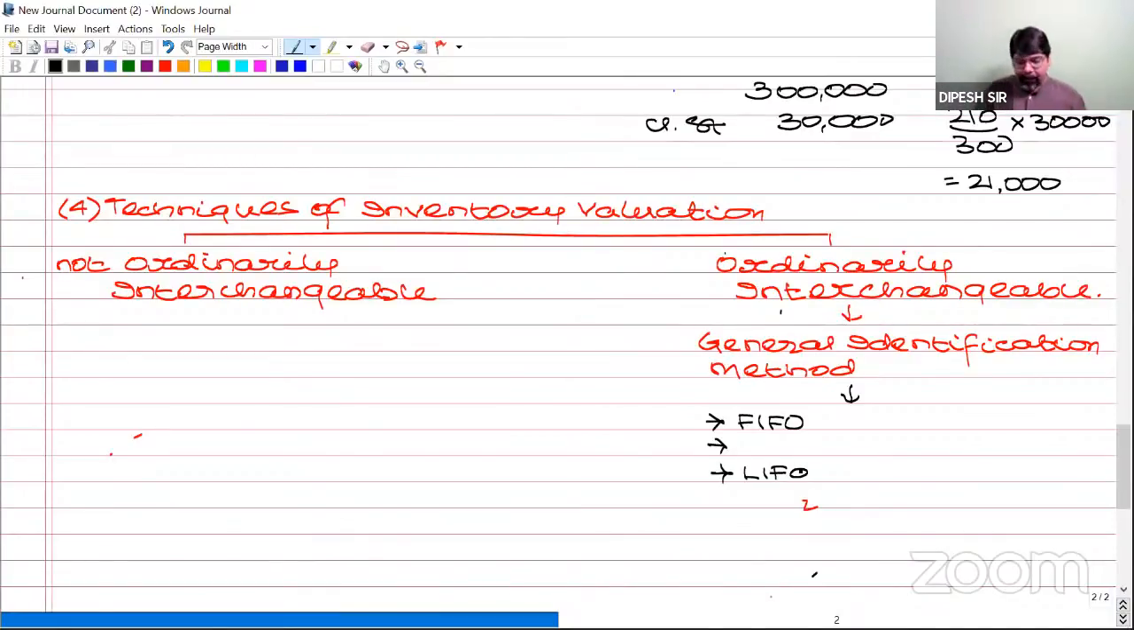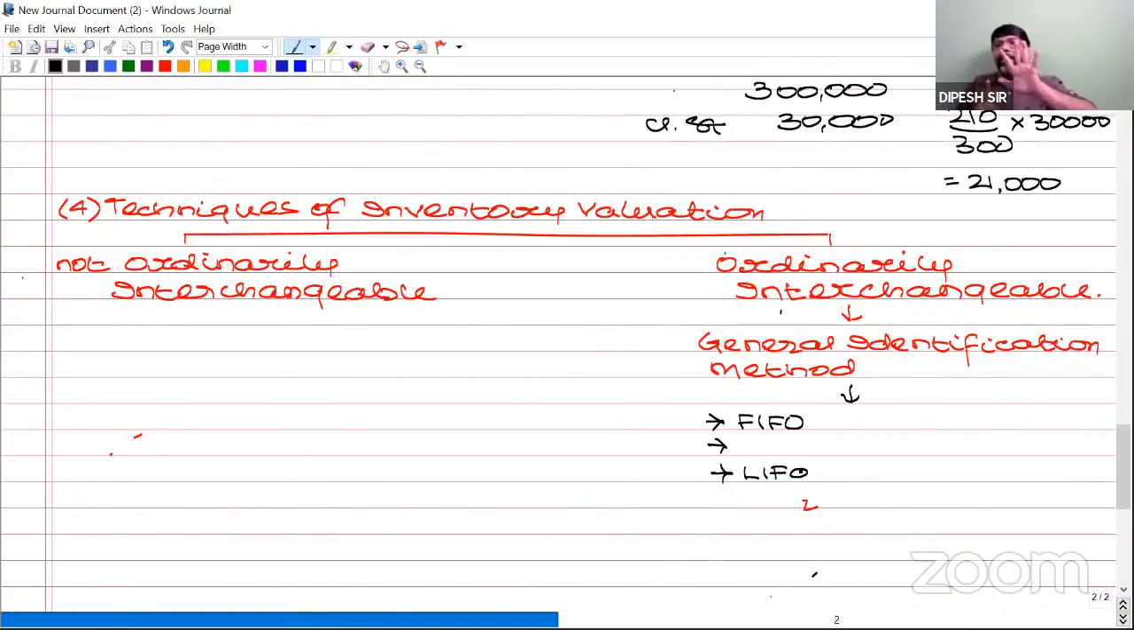Am I clear? In FIFO, first in, first out, there were 5 lots: 1, 2, 3, 4, 5. I purchased 1,000 pens, 700 pens are sold, 300 pens are left. I purchased them in 5 lots, each lot of 200.